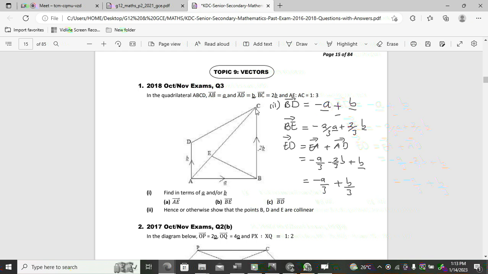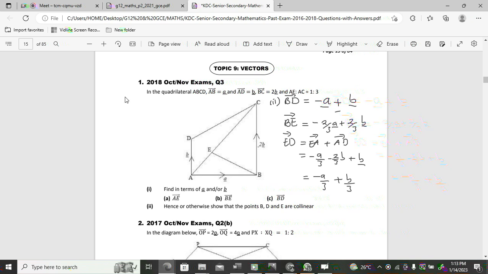We have first BD. I'm going to write BD. And then I'm going to write BE. And then I'm going to write ED like that. So what is BD? You can say that BD is negative A plus B. Now look at BE. This is BE here.